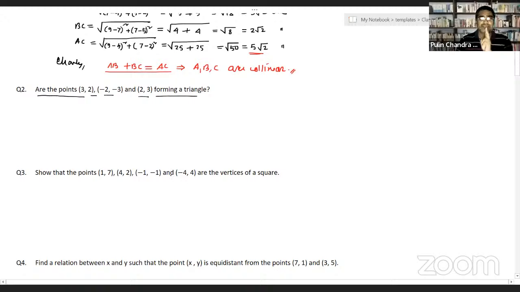Remember it. If you are considering 3 points in a plane, you have only two options. Either they will form a triangle, or if they will not form a triangle, then the other option is collinearity. So if somehow I can show that these points are not collinear, automatically it will be a triangle. And not collinear can be shown whenever you write AB plus BC not equal to AC. That's all, right? So that is very, very important to show.